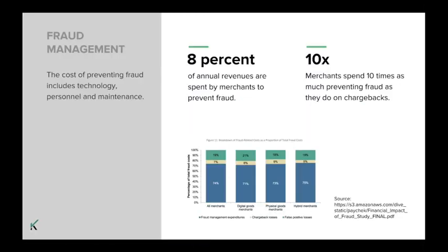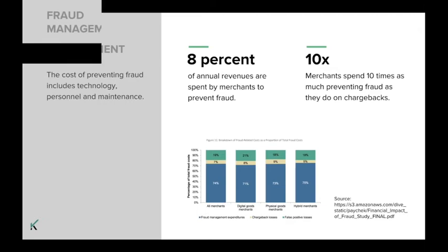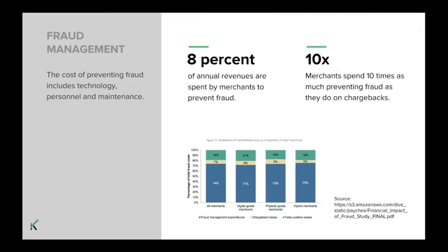Yeah, so on average, fraud is costing merchants 8% of annual revenues, according to Javelin's 2017 financial impact study of fraud. And while this 8% includes the cost of fraud management, chargebacks, and false declines, the majority of this expenditure comes in the form of fraud management itself, which makes up 75% of fraud costs, an amount that is triple the actual fraud losses themselves and 10 times the amount merchants lose to chargebacks. So as you can see, merchants spend a lot more managing fraud than they do on the chargebacks themselves.